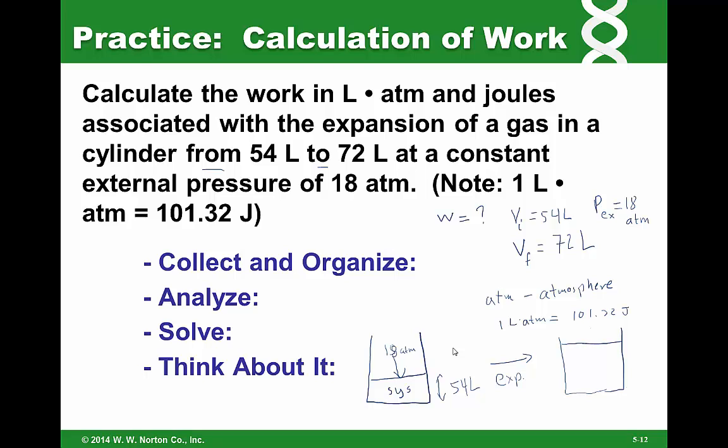So because it said a constant external pressure, it's still pushing down with 18 atmospheres, but now we've got a different volume for our system here. It's now 72 liters. All right, so that little picture is just kind of helping me think about what's going on. So now I need to start asking myself, well, what is this question about? So I'm trying to find work.